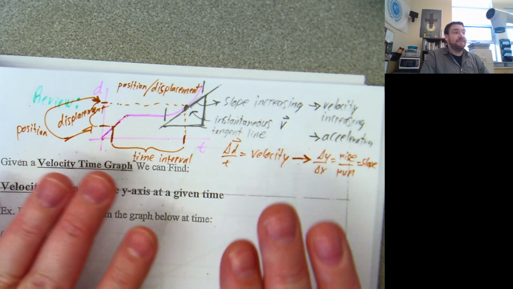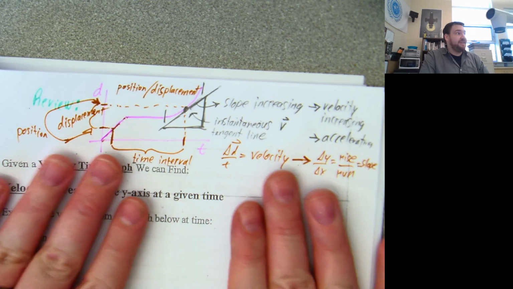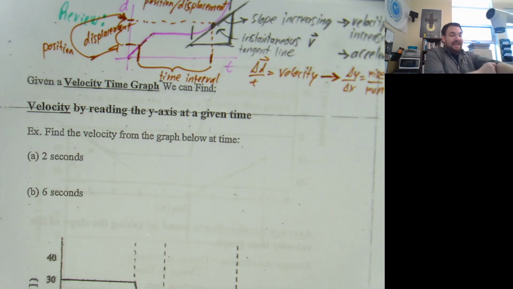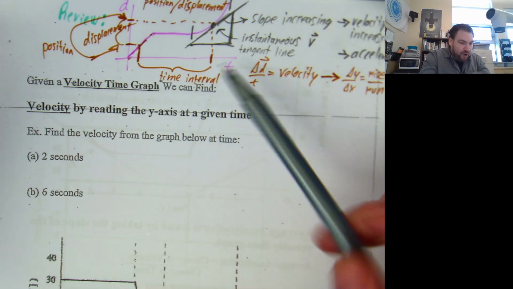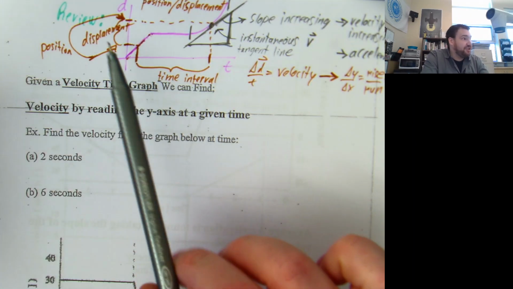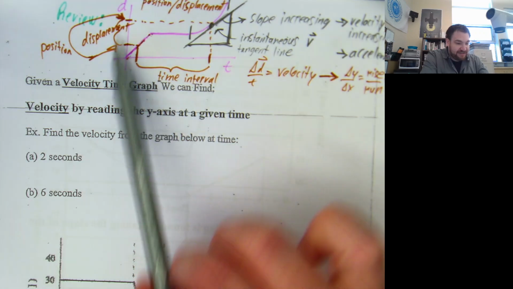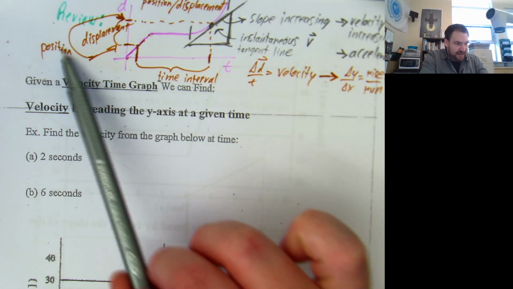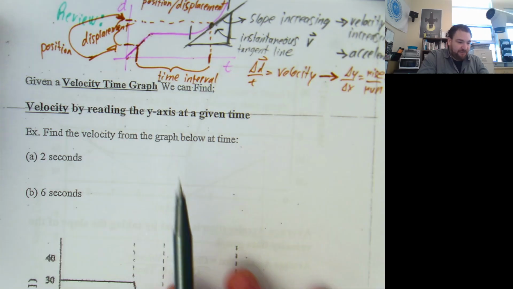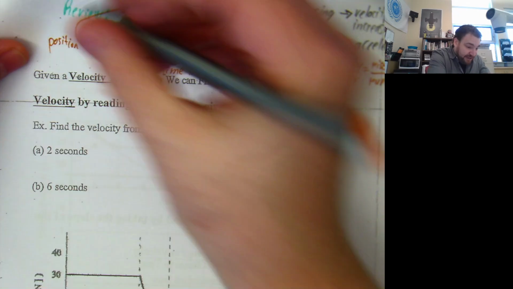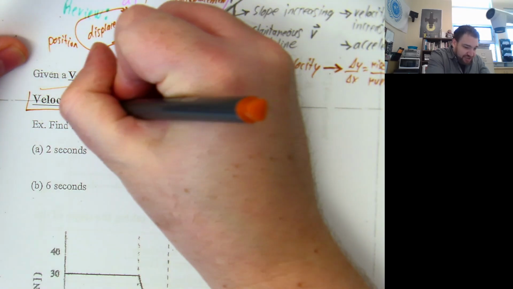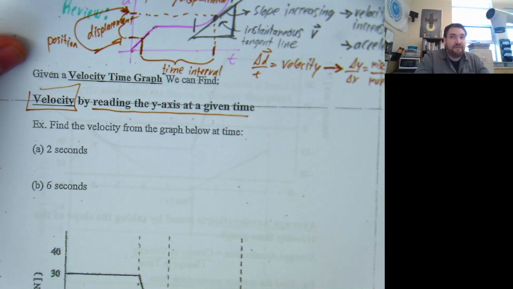Okay, so we're going to take the same set of skills and apply it to a different kind of graph. We're going to look at a velocity time graph now. Given a velocity time graph, instead of a position time graph, just like on a position time graph, reading things off the axis gave us positions and times, on a velocity time graph, if I wanted to find the velocity, you can just read it off the y-axis for a given time.